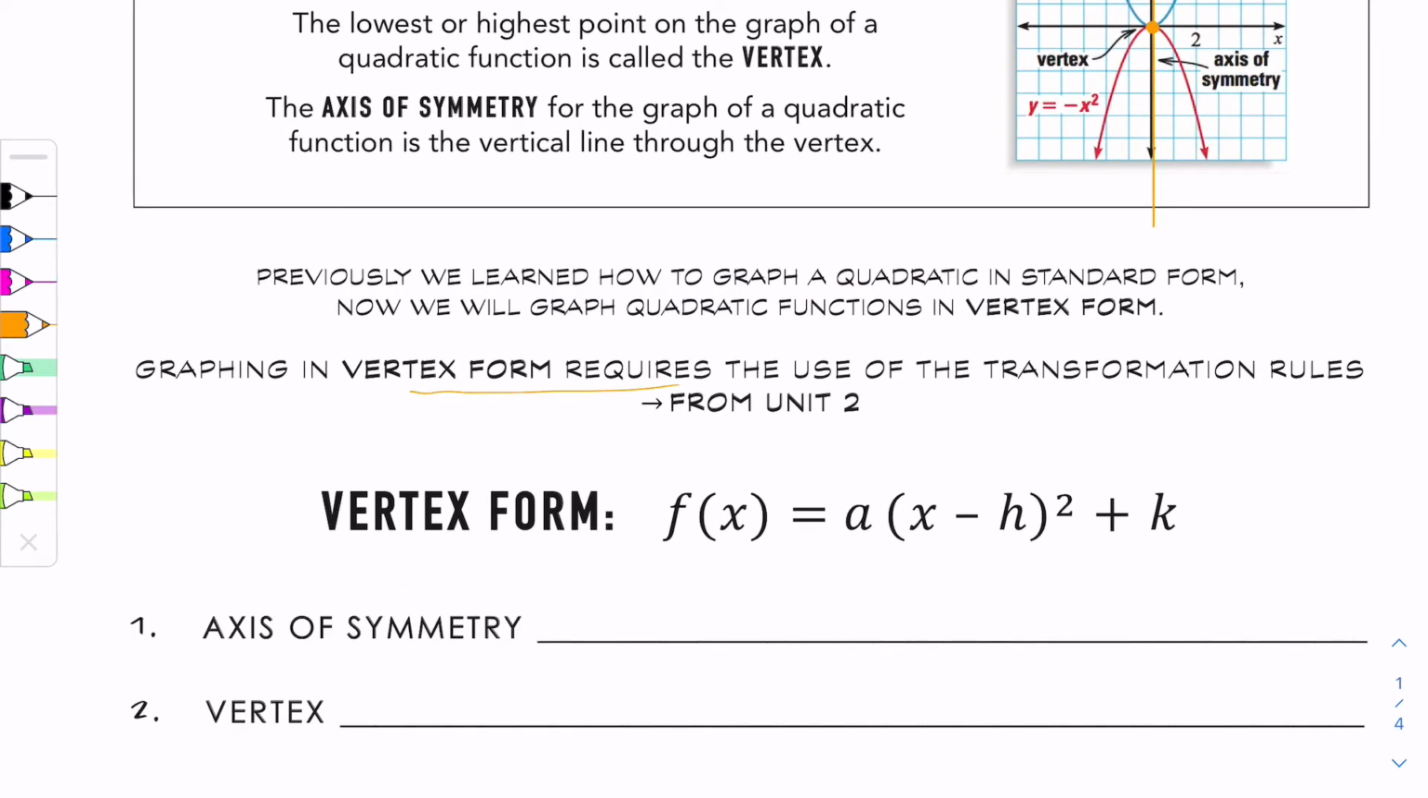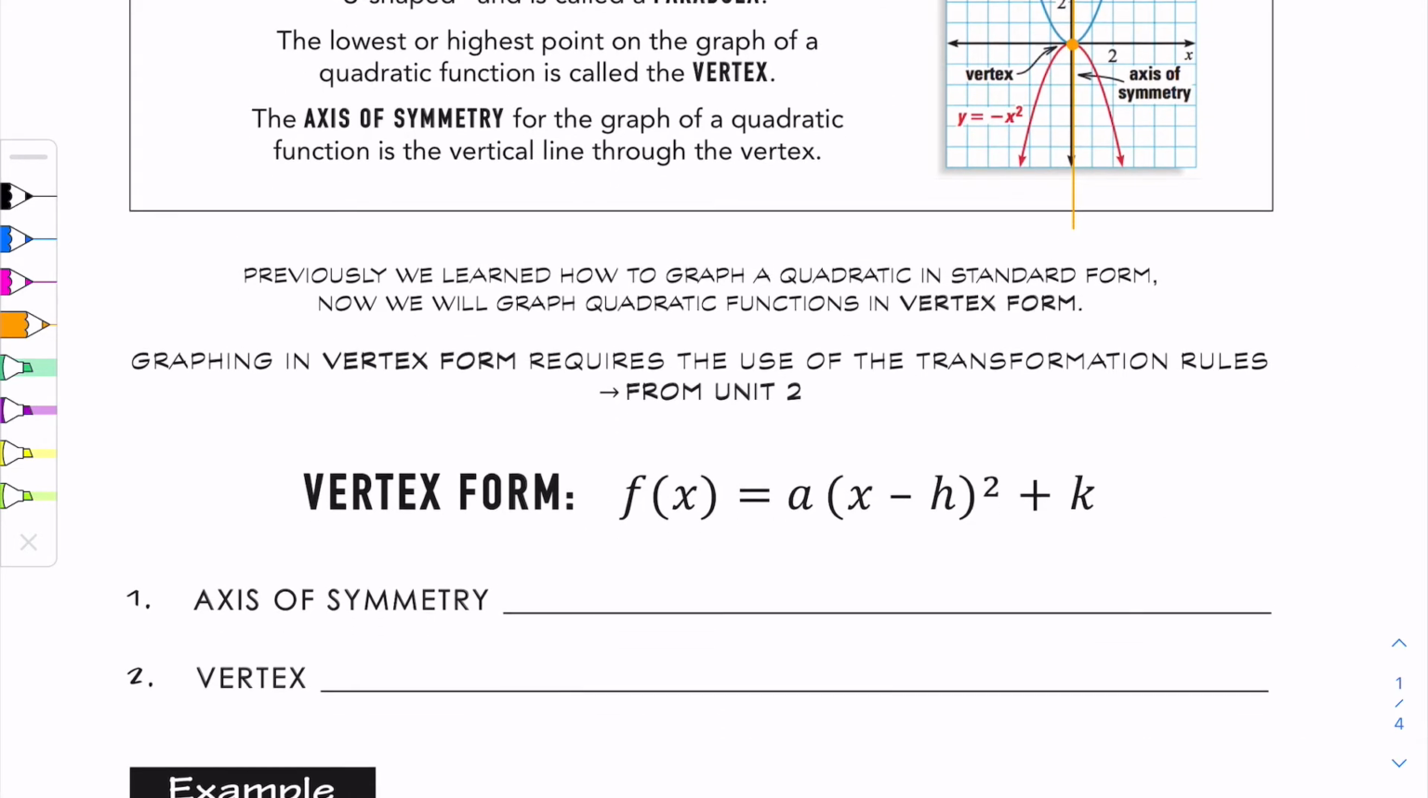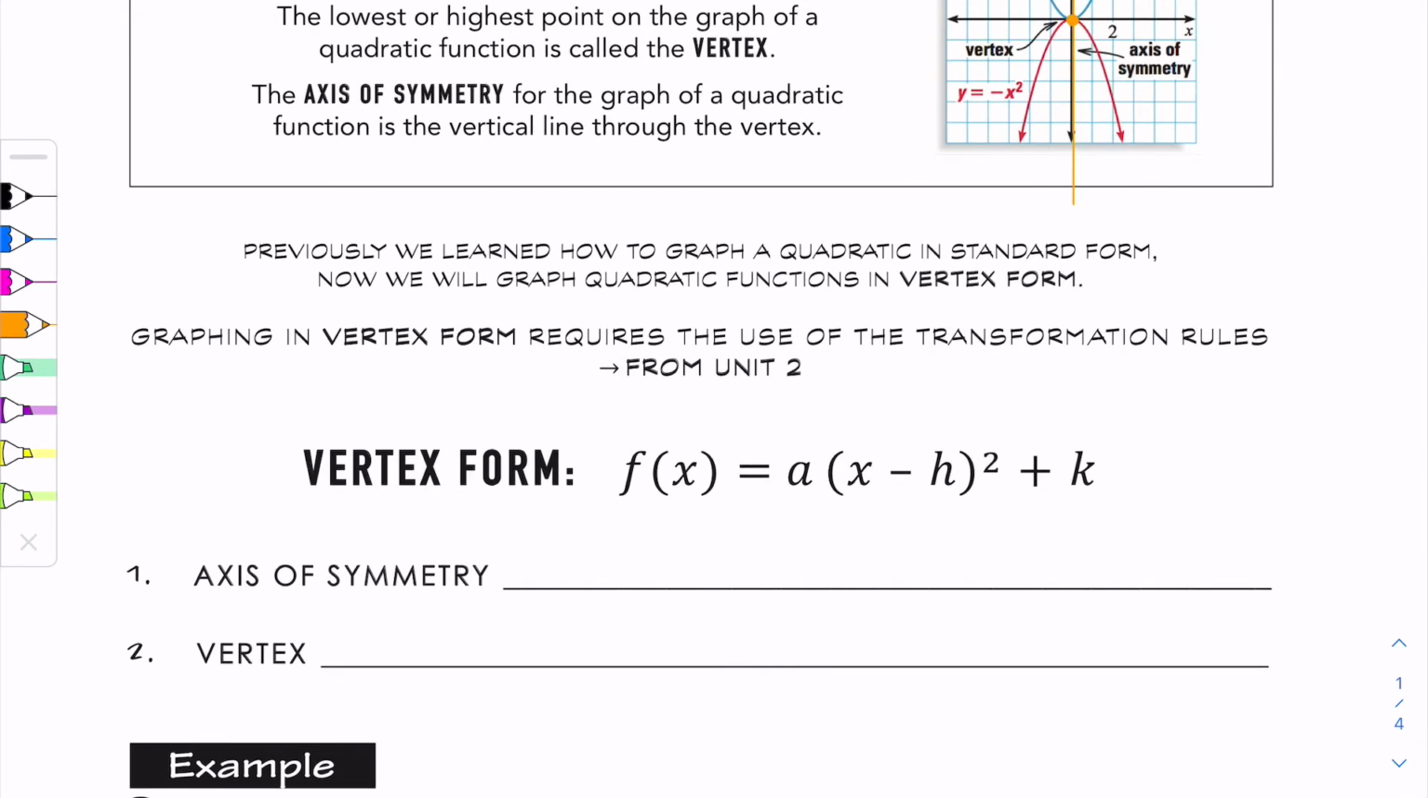Graphing in vertex form requires the use of transformations, which we used in Unit 2. So when we shift the graph left, right, up, down, reflect it across the x-axis, or shrink, stretch, whatever the value of a might be. Here you see vertex form. Sometimes vertex form can be easier, but you do have to pay attention.